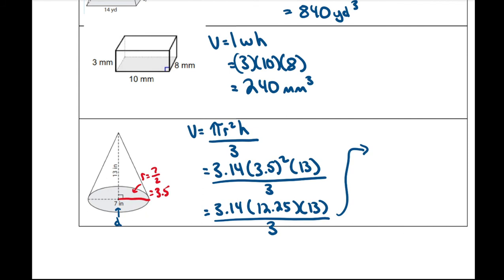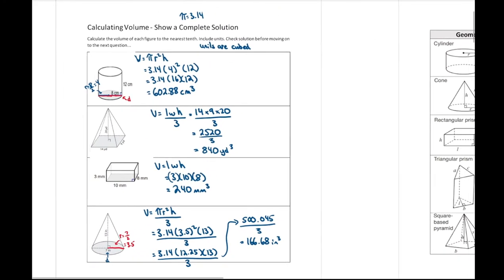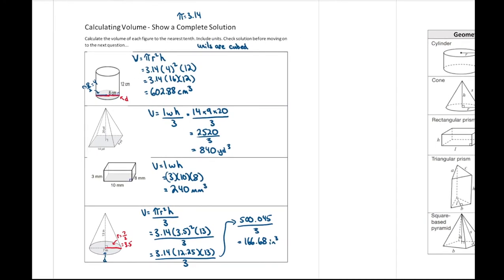Again, I'm going to take that extra step and calculate what the top of my fraction is first. I get 500.045, and then I'm going to divide that by 3 and get 166.68 inches cubed. So again, this was just a quick review or a quick overview of calculating volume of specific shapes.